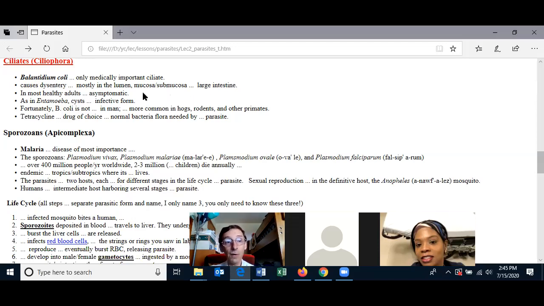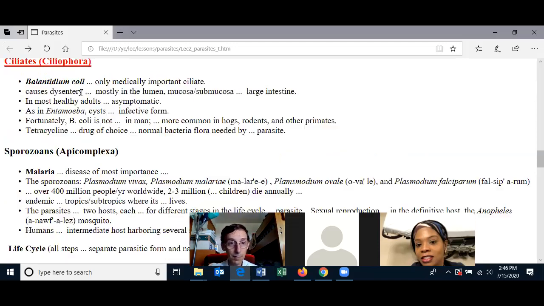So in most adults, if the adult is healthy and they get infected by Balantidium coli, let me blow that up a little bit, the adult will be asymptomatic. And that's because the Balantidium coli is staying in the lumen and eating food in the lumen. And that really won't damage you because of what that food is, and we'll talk about that in a minute.